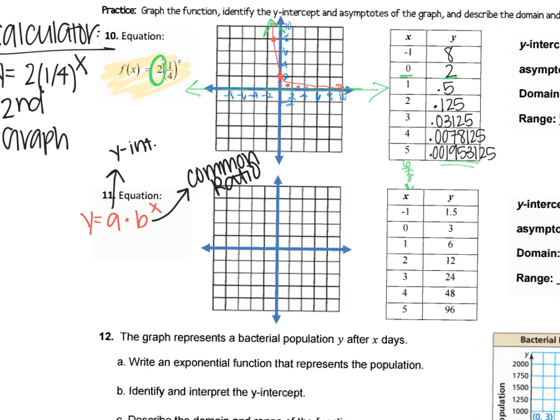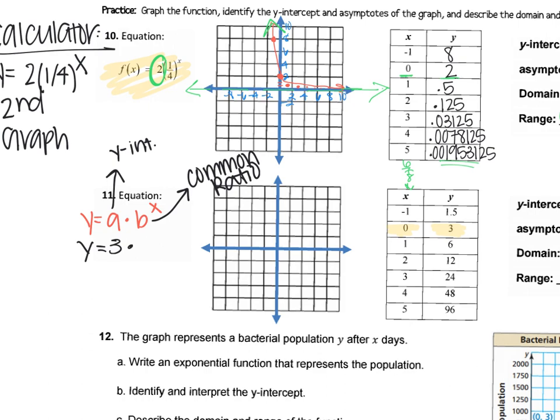Well, for A, the y-intercept, remember we talked about it on the last one. I can look at where I plug in x is 0 and get out what I get for y. So if I plug in 0 for x, I get out 3. So my y-intercept is 3. Now, this is the common ratio.